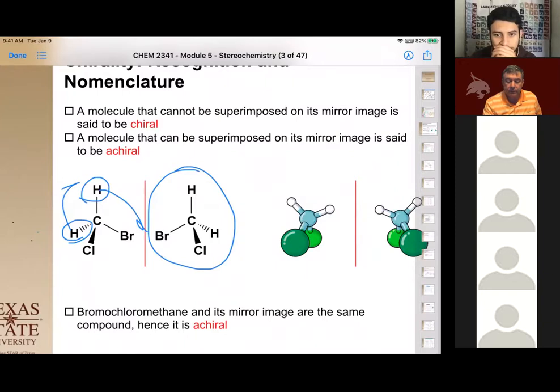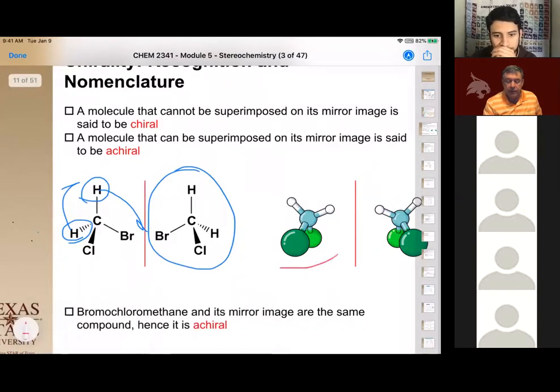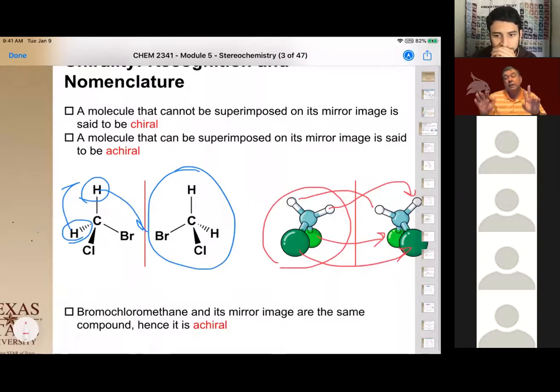So another way to look at it is when we draw it in this configuration over here, you can imagine just moving this compound on top of this. This chlorine is going to line up with that. The bromines are going to line up, and these 2 hydrogens, this is going to line up with that hydrogen, this is going to line up. So because they can overlap each other, they are achiral or non-chiral.